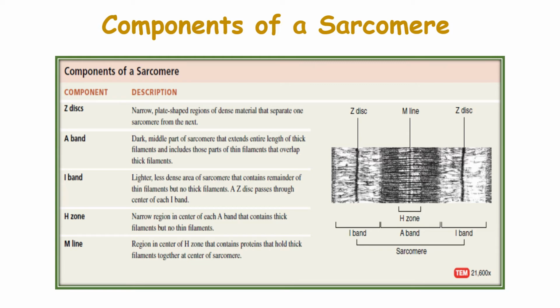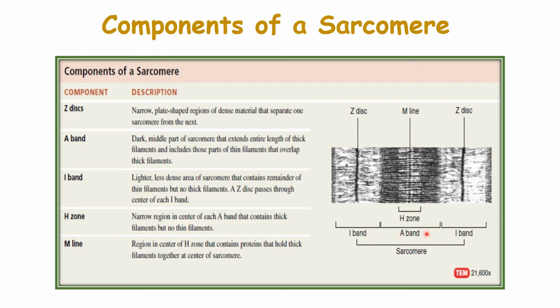Now we'll discuss the components of a sarcomere. There are Z-discs, narrow plate-shaped regions of dense material that separate one sarcomere from the next. The A band is dark. It is located in the middle part of the sarcomere, extends the entire length of the thick filaments, and includes those parts of the thin filaments that overlap the thick filaments.